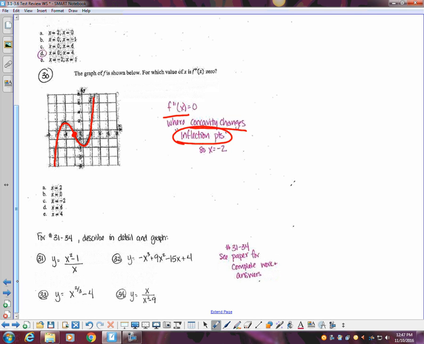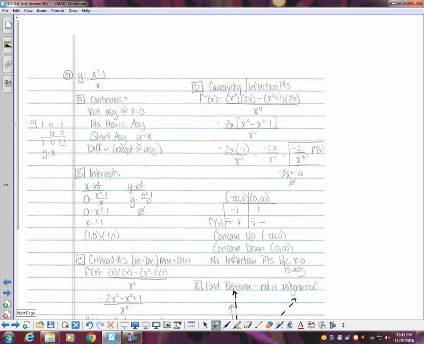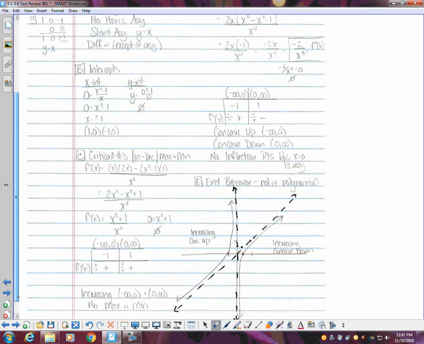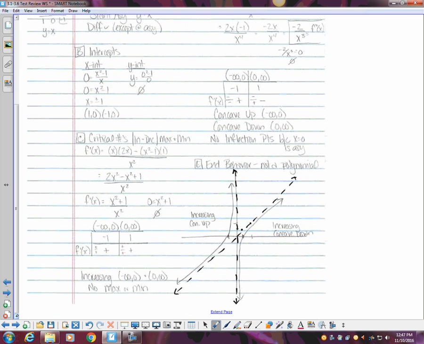And then the last 4 are describe and detail and graph. These are your curve sketching problems. I'm not really going to talk through these because they're in so much detail in my work. Like on 31, make sure you know how to find a slant asymptote. Make sure you know all the parts. You don't have to label them A, B, C, D, E. And you don't have to do this part. This is just me showing you how all the information that you're finding is coming together.